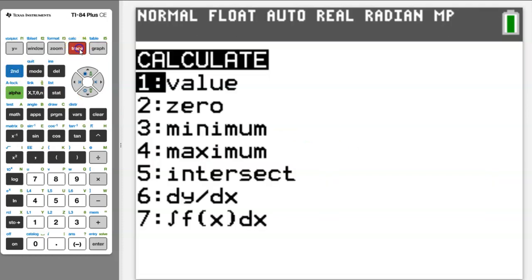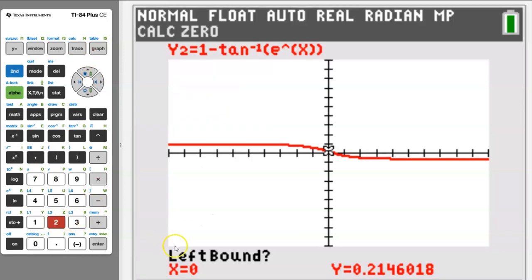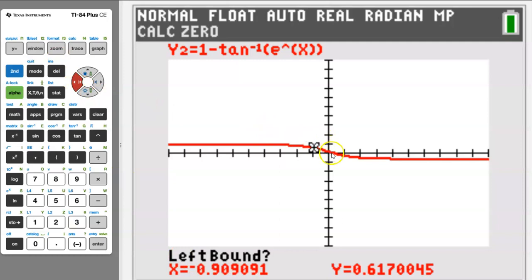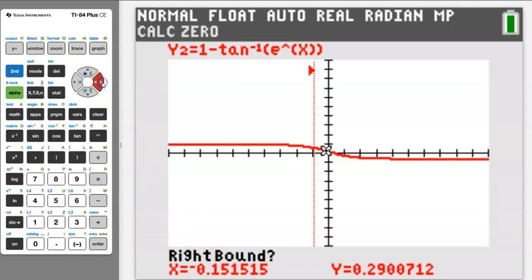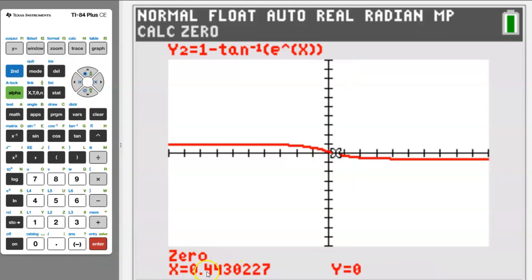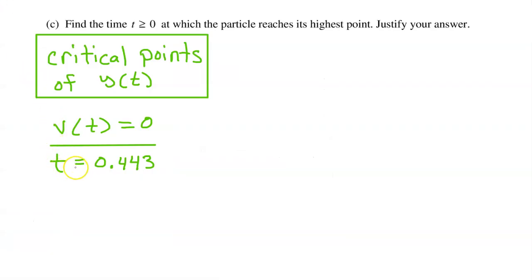So hit second trace, and we can use the 0 feature, so option 2. When it says left bound, slide over a little bit to the left of where the intercept is and hit enter. And then it says right bound, slide to the right of the intersection point and hit enter. And then when it says guess, just go back close to the intersection point and hit enter. So there it is, 0.443. So we just saw that t equals 0.443 is the only critical value of the position function.